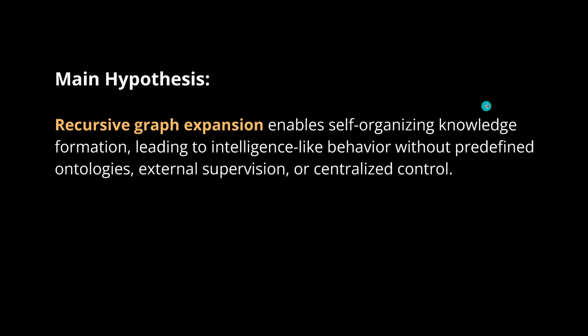Okay, let's come to the facts. The main hypothesis of the MIT paper, and I'm referring now to the MIT paper, was the following. Recursive graph expansion is our topic. And this recursive graph expansion by our little AI agent, limited or not, enables some self-organizing knowledge formation, leading to an intelligence-like, in quotation marks, behavior without predefined ontologies, external supervision, or centralized control.